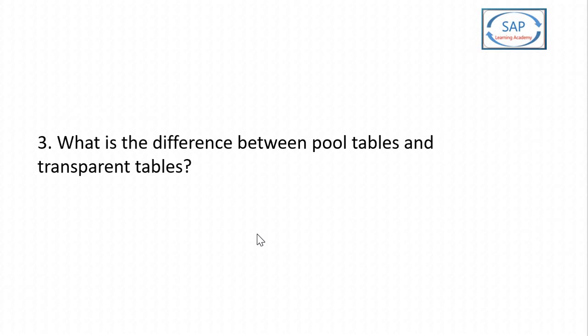And now we are coming to question number 3. What is the difference between a pool table and a transparent table in SAP ABAP? Transparent tables exist with the same structure both in the dictionary as well as in the database, with exactly the same data and fields, whereas pool tables are logical tables that must be assigned to a table pool when they are defined. Pool tables are used to store internal control data like text and structure, and several pool tables can be combined in a table pool, and the data of these pool tables is then stored in a common table in the database.